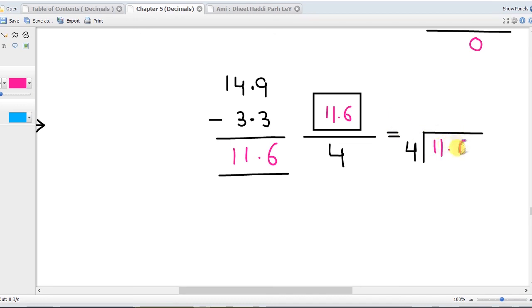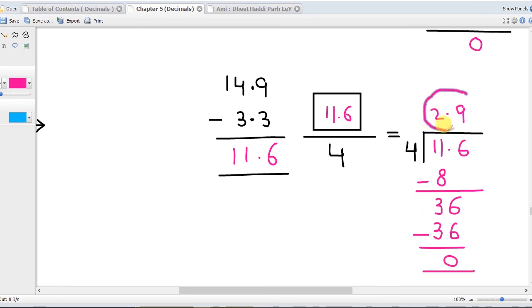So simply write 11.6 here. Now start dividing. So 2 times 4 is 8. Simply take away these numbers. The number we are left with here is 3. The next value over here is 6, but before that there is a decimal point, so just put this decimal point over here and shift the next digit down as it is. So this number becomes 36. 9 times 4 is 36. Take away these numbers, we are getting remainder 0.